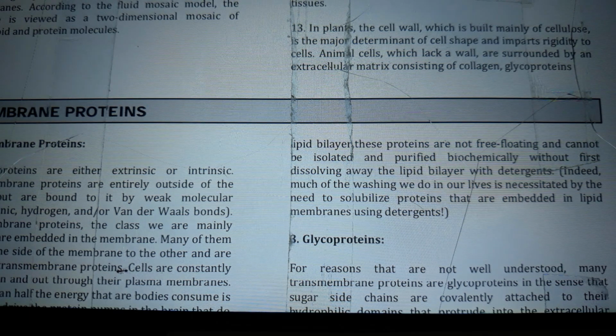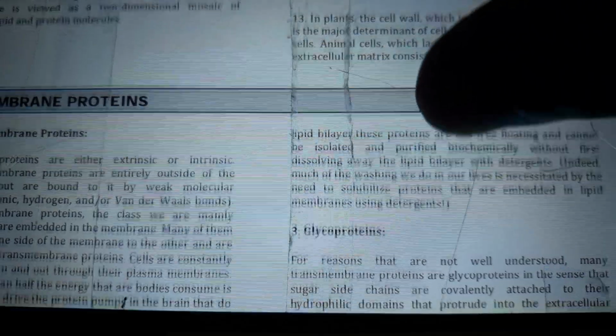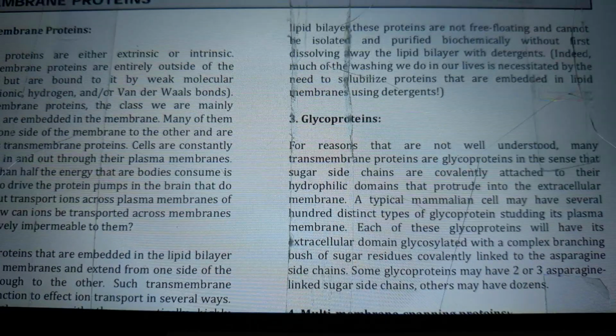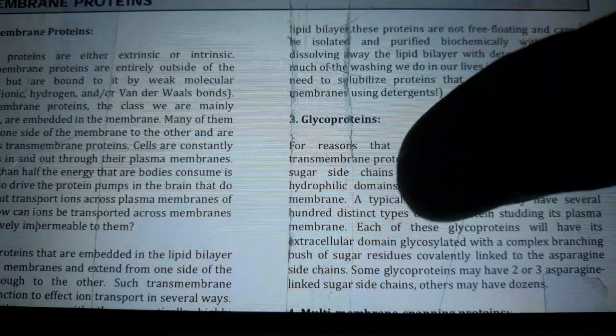Now we're on to the second topic, A2, membrane proteins. Transmembrane proteins. Membrane proteins are either extrinsic or intrinsic. Extrinsic membrane proteins are entirely outside of the membrane but are bound to it by weak molecular interactions: ionic, hydrogen, and van der Waals bonds. Intrinsic membrane proteins, the class we're mainly interested in, are embedded in the membrane. Many of them extend from one side of the membrane to the other and are referred to as transmembrane proteins.